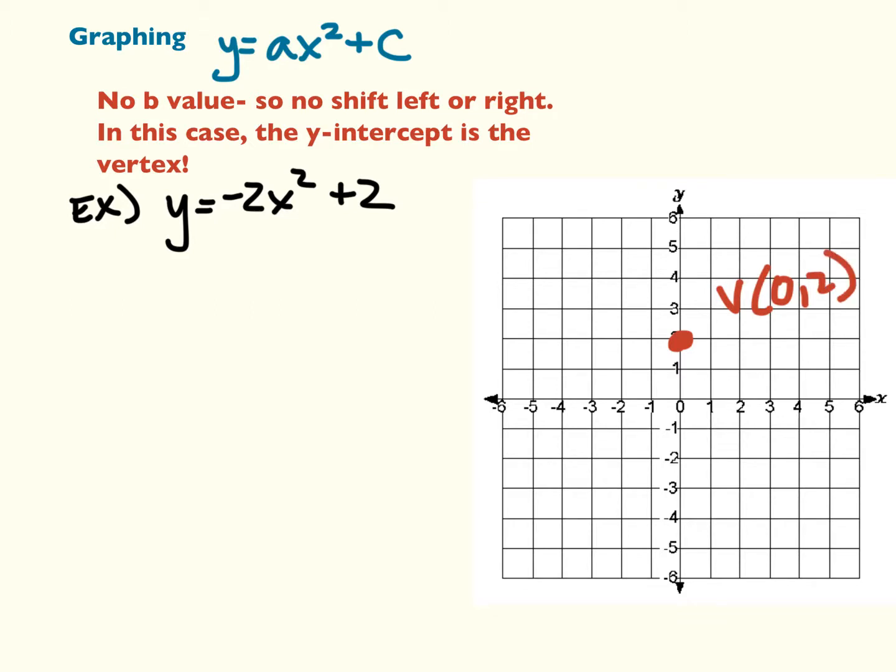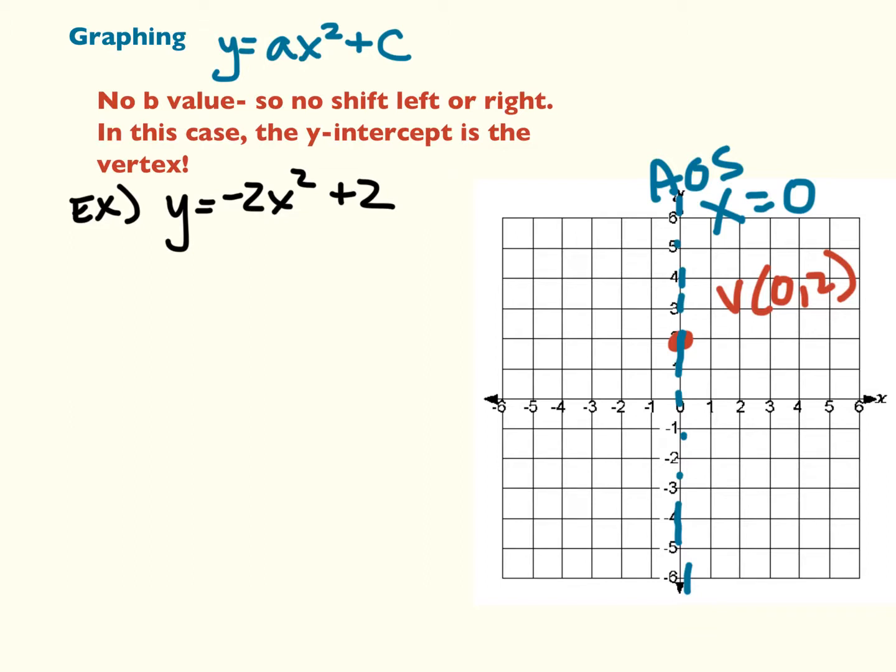And then through the vertex, remember, is our axis of symmetry. We have to label all these things. So my axis of symmetry, remember this is a line, is x equals 0. It's very important that whenever you write out the axis of symmetry, that you do it as a line. So x equals something.